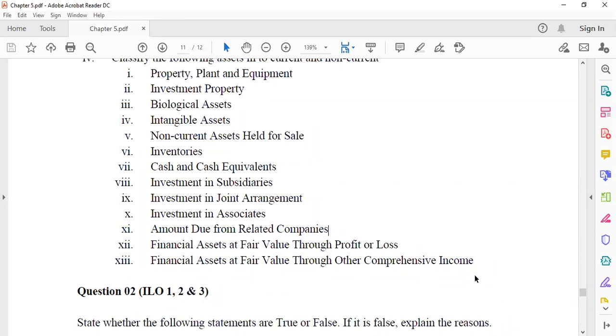Say that you purchase shares with a purpose other than trading. If you acquire shares of another entity with a purpose other than trading, then that is called the financial asset at fair value through other comprehensive income.